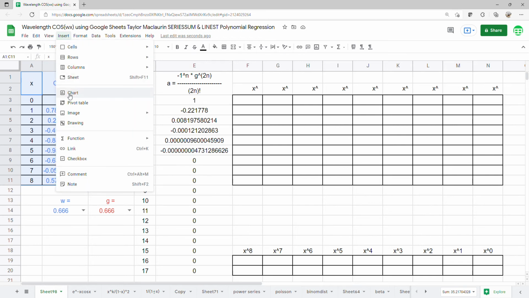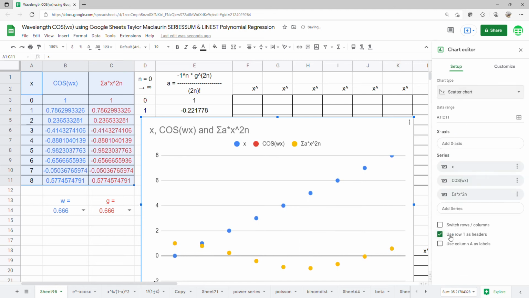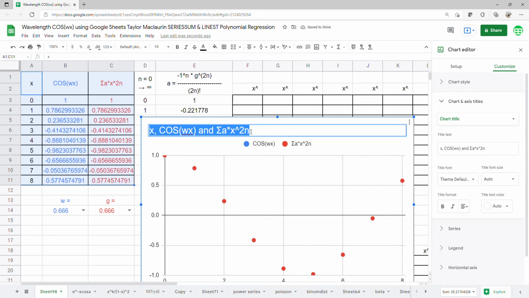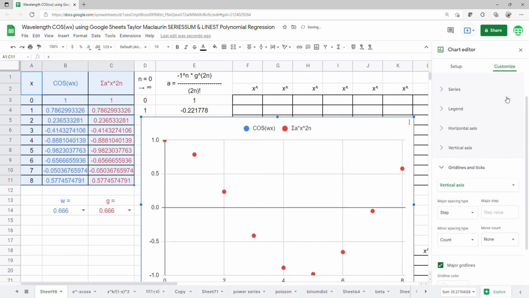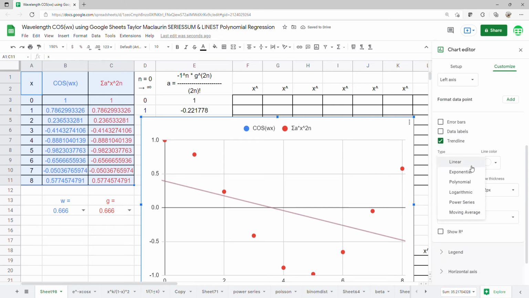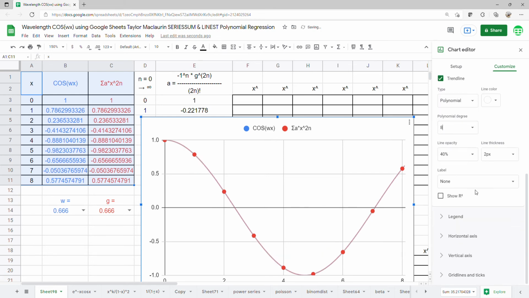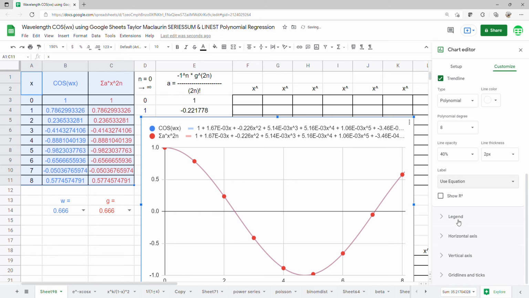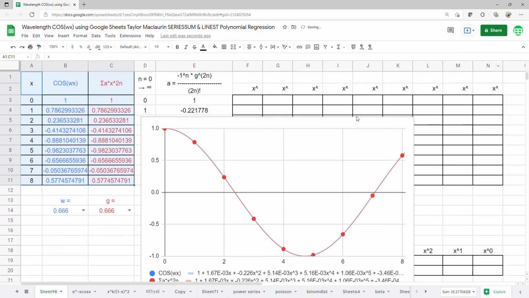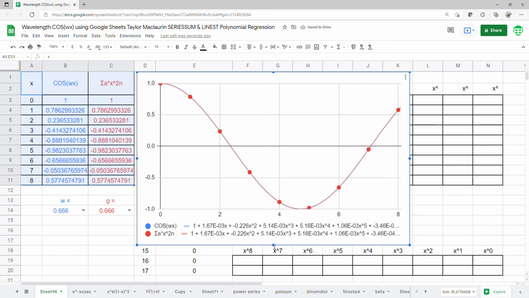Insert chart, and we use scatter chart. Column A as label, and we don't need the title because we need a space. For the series, show the trend line. The type, polynomial. The degree, 8. For the label, use the equation. For the legend, position at the bottom. So here's our trend line and polynomial of cosine Wx.